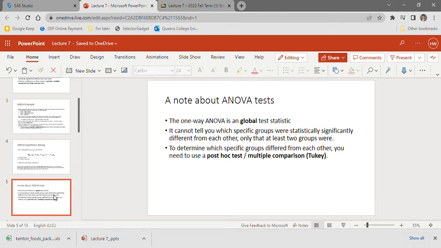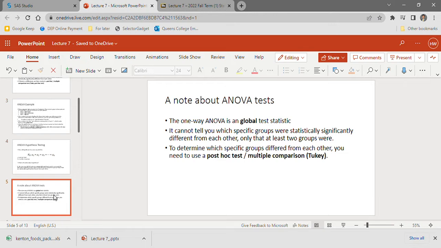And this is kind of what I've been explaining before and leading up to. The one-way ANOVA is a global test statistic. It covers the overview, right? It's really a high-level test that just goes ahead and says, look, is there a difference or not, right? It cannot tell you which specific groups were statistically different from each other, only that at least two groups were, right? And remember, you can have multiple. You can have up to 6, 8, 9, 10 groups, right? As many groups as you want right over here. And it'll tell you that at least two of them are different.